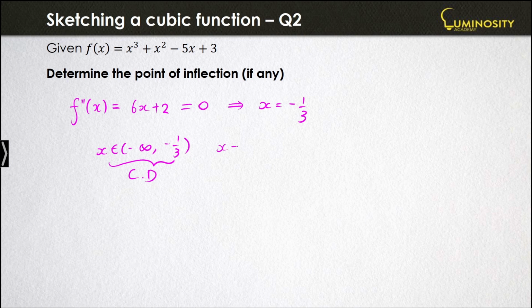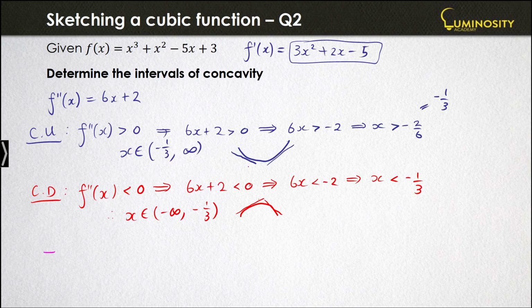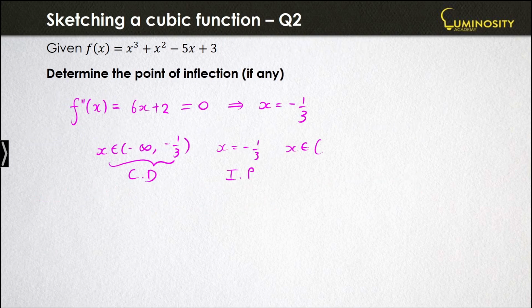Then you have x equals negative 1/3. This is where you have a potential inflection point, but that's only true if from negative 1/3 to infinity we see a change in concavity. Yes, that's concave up. So it goes from concave down, changes at the inflection point, and goes to concave up.